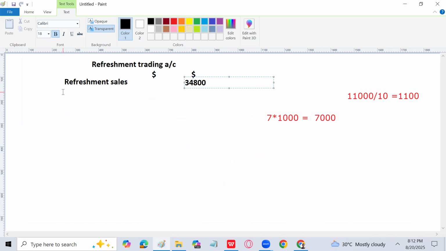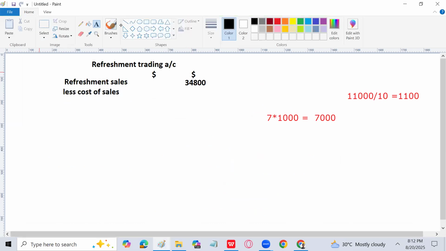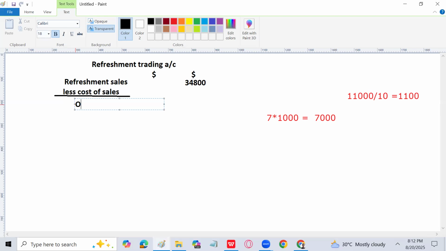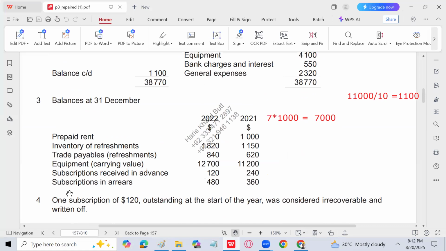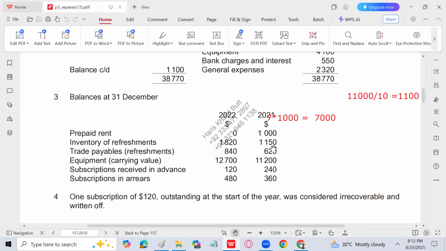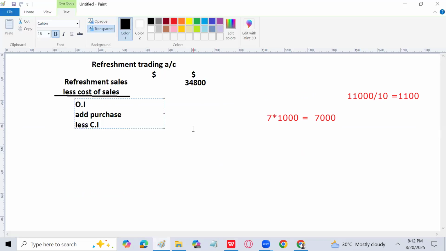I have to subtract less cost of sales, or you can write cost of refreshment, one and the same thing. It's not compulsory that you have to write cost of refreshment. You can write cost of sales also, because cost of refreshment sales starts from opening inventory. I'm using the abbreviation, but you can't use abbreviations, otherwise your marks will be rejected. Add purchases and less closing inventory of refreshment. So here I can find the gross profit or refreshment trading profit. Let's see the opening inventory. Yes, it is given. 1150 is the opening inventory and 1820 is going to be the closing inventory.